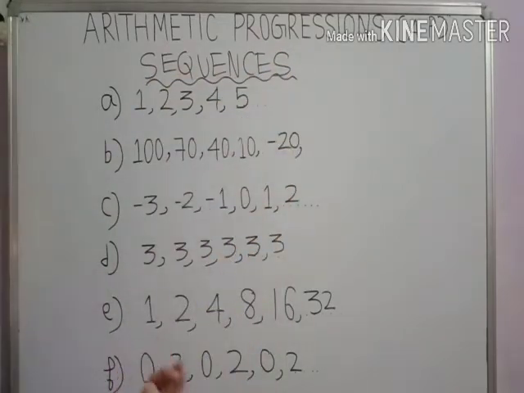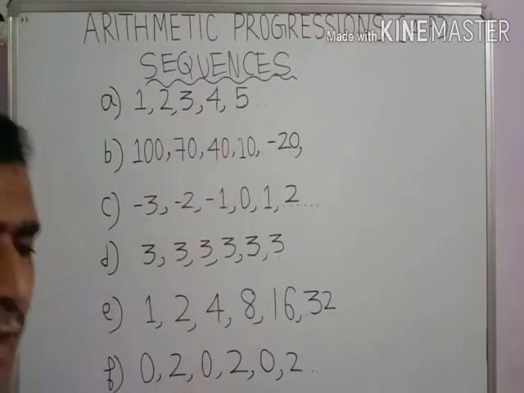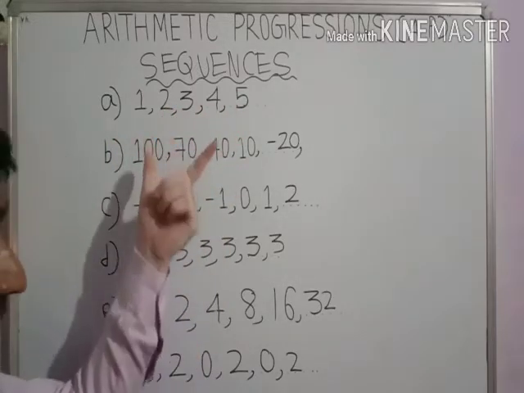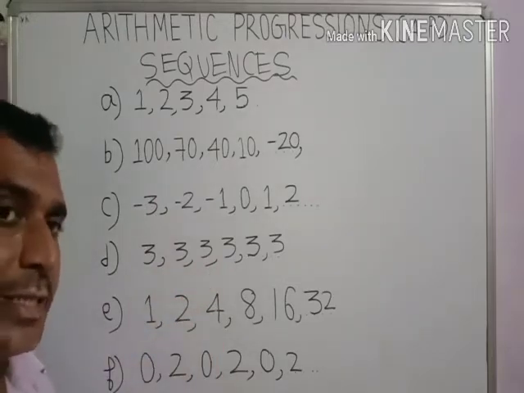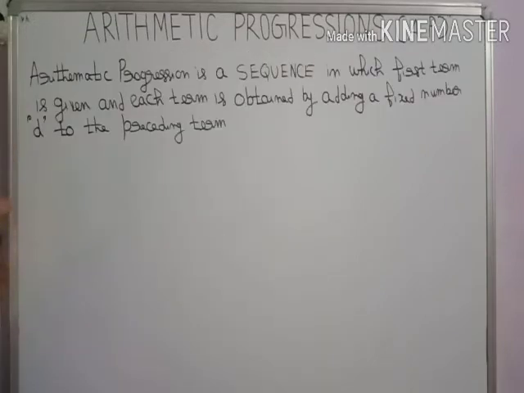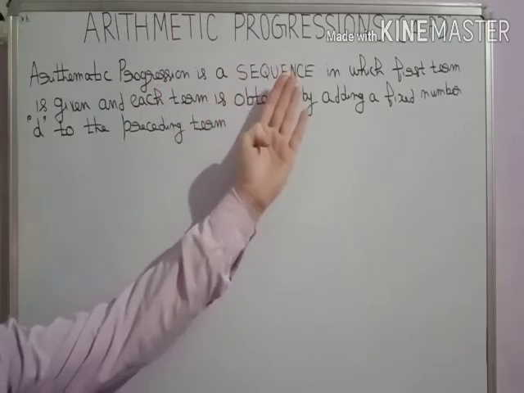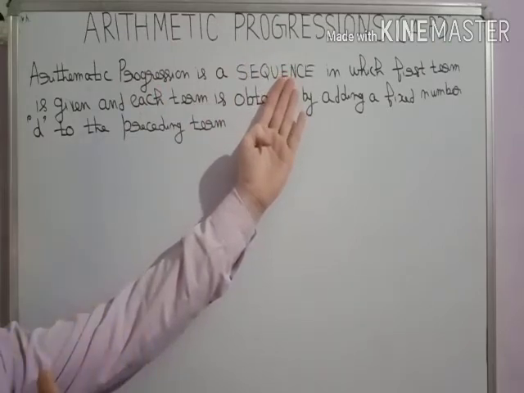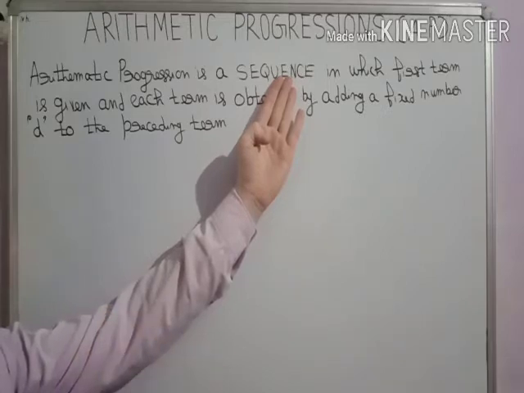Once again, if numbers follow some rule or definite pattern, it is called a sequence. And these are called sequences because in every pattern we have one definite rule. Now let us discuss what an arithmetic progression, I mean AP, is. Arithmetic progression is a sequence. We have discussed what a sequence is: a pattern of numbers with a definite rule.